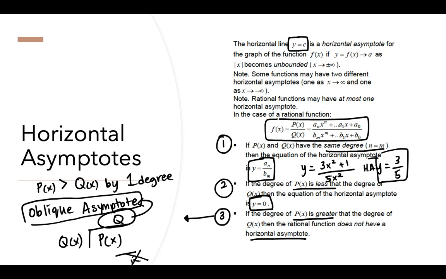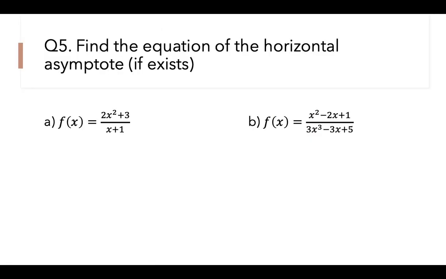Okay, so let's do a practice. Find the equation of the oblique asymptote if it exists. So first, there's nothing that we can cancel out by factoring. And you notice that the degree in the numerator is bigger by 1. So that means we have no horizontal asymptote. Instead, we have an oblique asymptote because the degree is greater by 1. So how do I do that? Well, let's do a synthetic division.